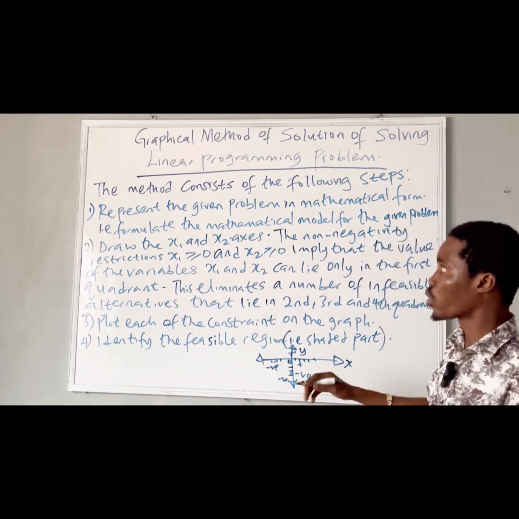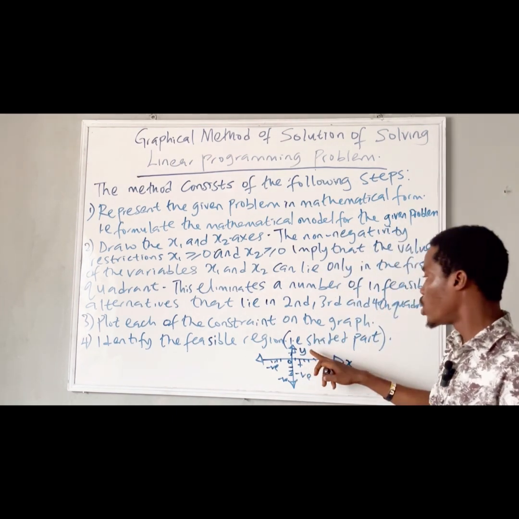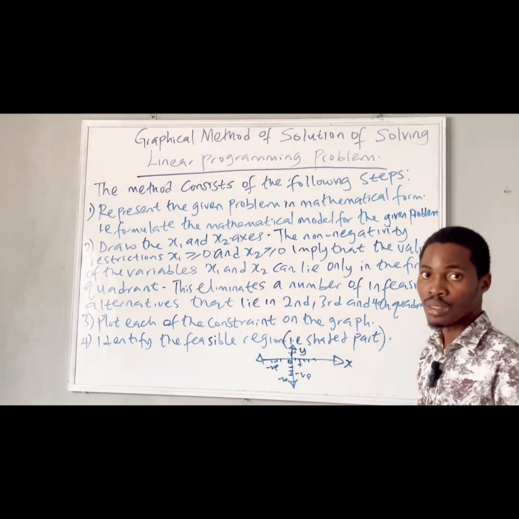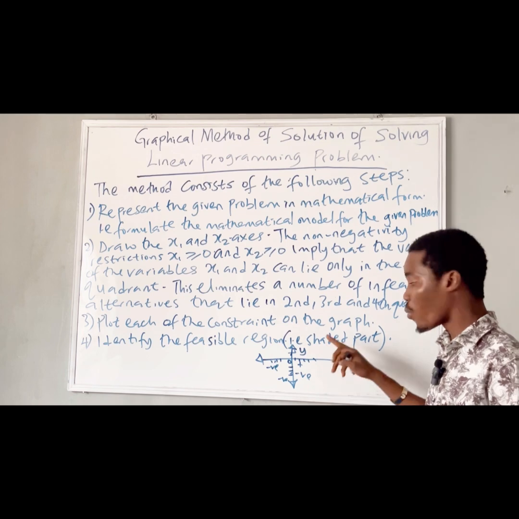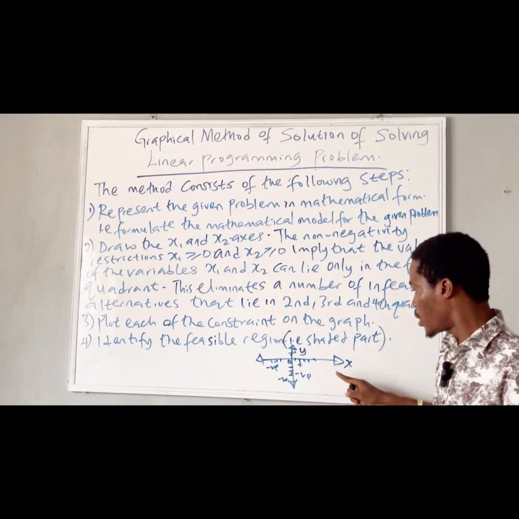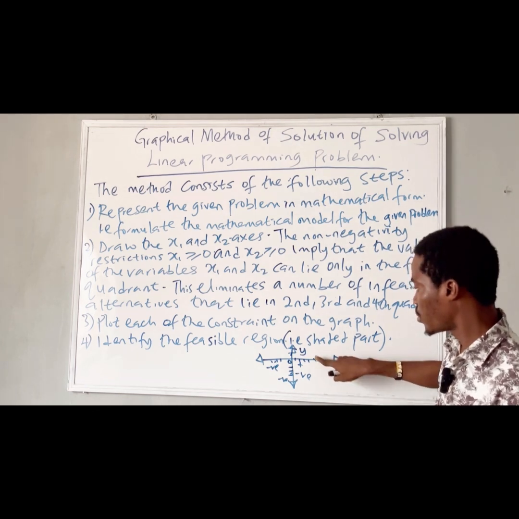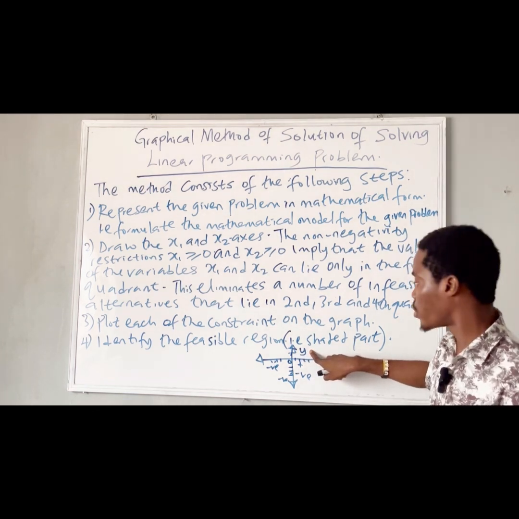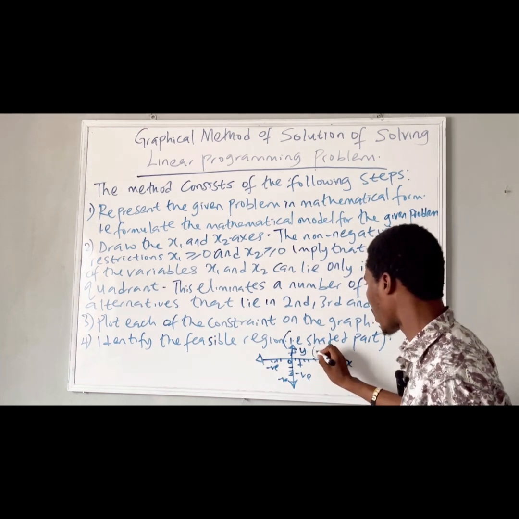It means when we are plotting a graphical method of a linear programming problem, we only plot on the first quadrant, because in our first quadrant, the x and y axes are positive. This place is positive, this axis is positive, this axis is also positive. So our first quadrant is positive as well.